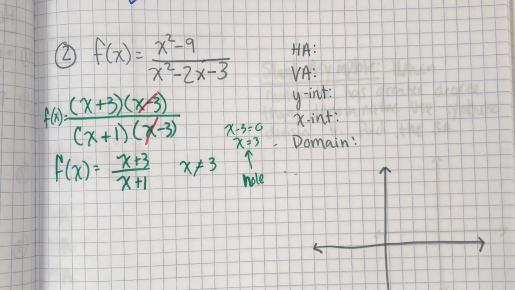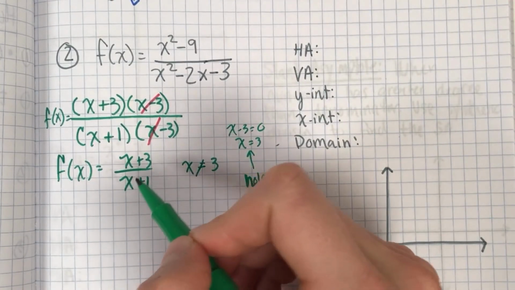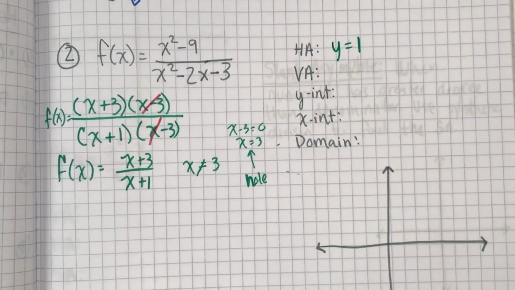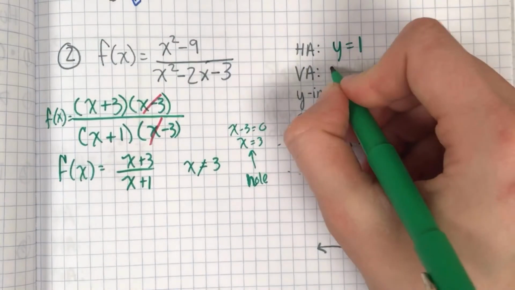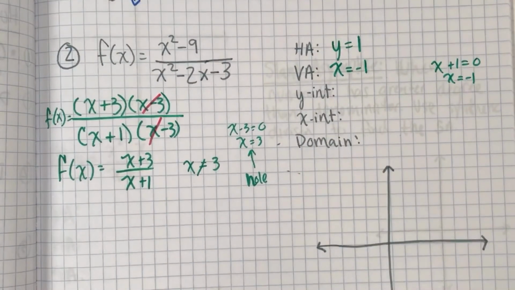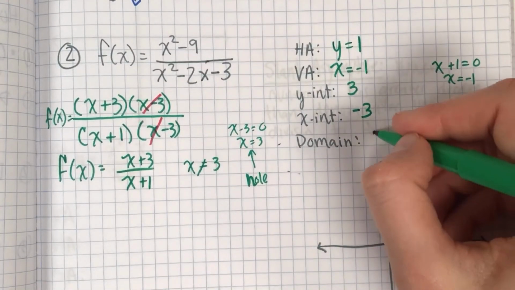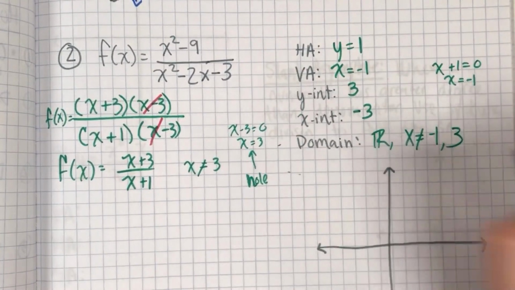So looking at this, let's look at our horizontal asymptote. We have an x over x. So our horizontal asymptote is just 1 over 1, which is y equals 1. Our vertical asymptote, remember we put that denominator equal to 0 and solve. So we've got x equals negative 1. Okay, if we solve for our y-intercept, we have 3. Our x-intercept is negative 3. And our domain is all real numbers, but remember it can't equal negative 1, and it also can't equal where our hole exists.